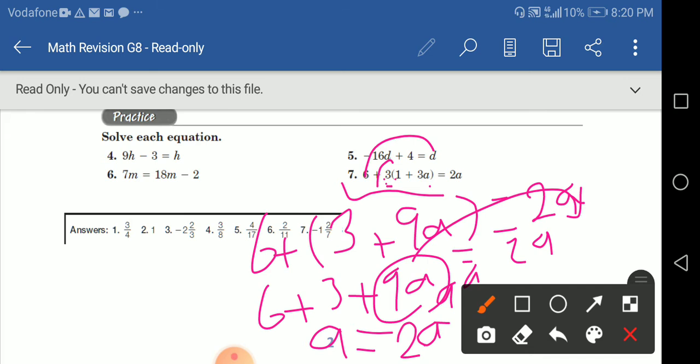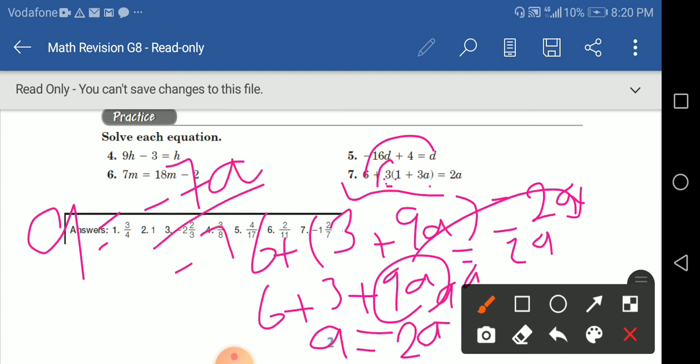So we have 9 equals negative 7a. I need to get the value of a. So divide by negative 7, divide by negative 7. So we have a equals negative 9 over 7. It's easy.